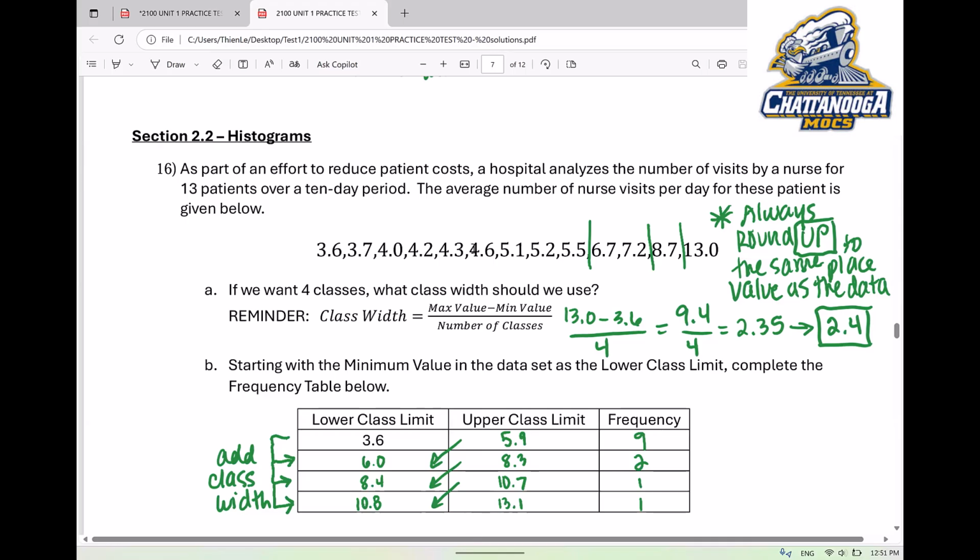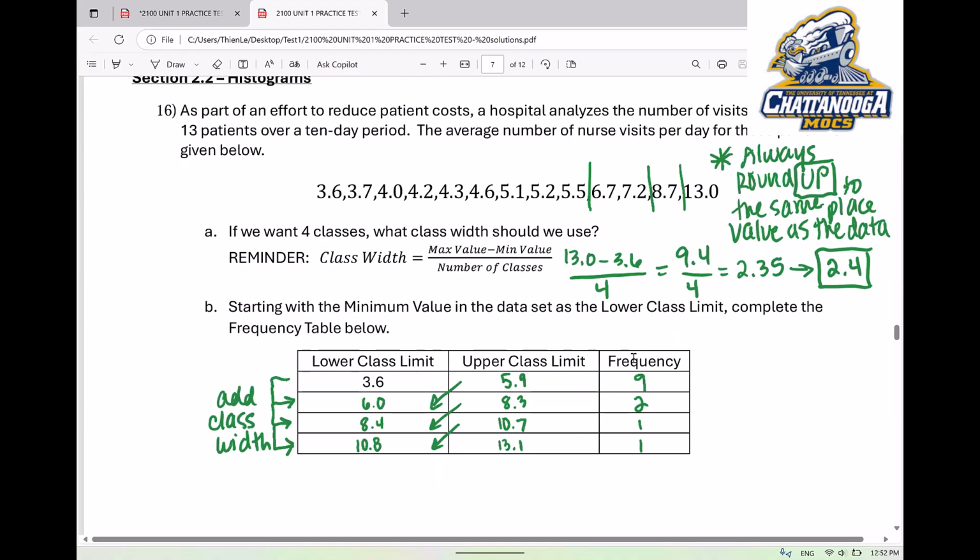And from that, you can tally the values. Just check how many are between 3.6 and 5.9. And the good news here is things are ordered already for you, right? So how many values from 3.6 to 5.9? You have 1, 2, 3, 4, 5, 6, 7, 8, 9, right? 6 to 8.3, you get this. 8.4 to 10.7 and 10.8 to 13.1. So this gives you the table, right?